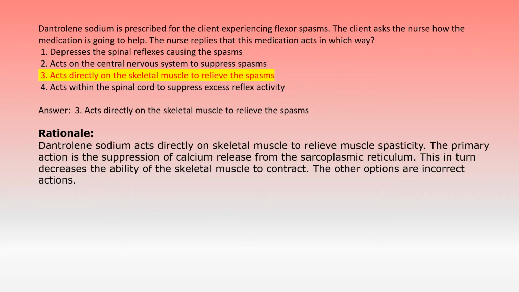Answer 3. Acts directly on the skeletal muscle to relieve the spasms. Rationale: dantrolene sodium acts directly on skeletal muscle to relieve muscle spasticity. The primary action is the suppression of calcium released from the sarcoplasmic reticulum. This in turn decreases the ability of the skeletal muscle to contract. The other options are incorrect actions.